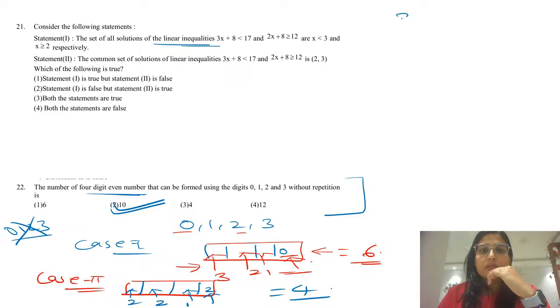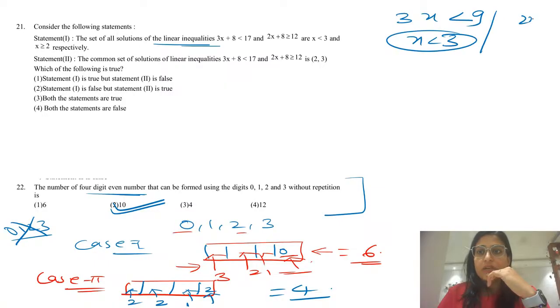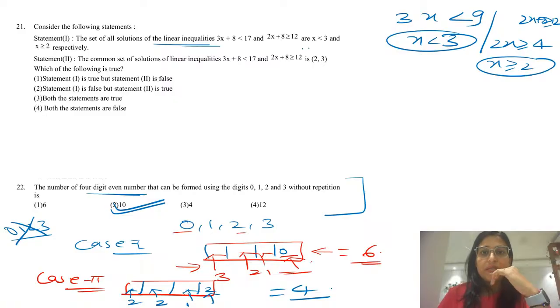Okay. Now, this question, linear inequalities. Let's solve this. 3x is less than 17 minus 8, which is 9, so x is less than 3. Now the second one is 2x plus 8 is greater than or equal to 12. So 2x is greater than or equal to 4, x is greater than or equal to 2. Yes, this is correct. Statement 1 is correct.